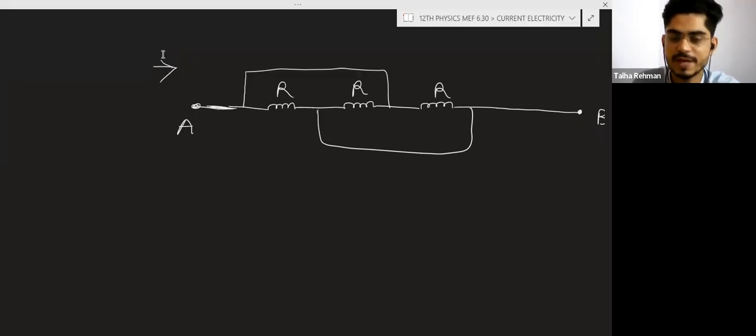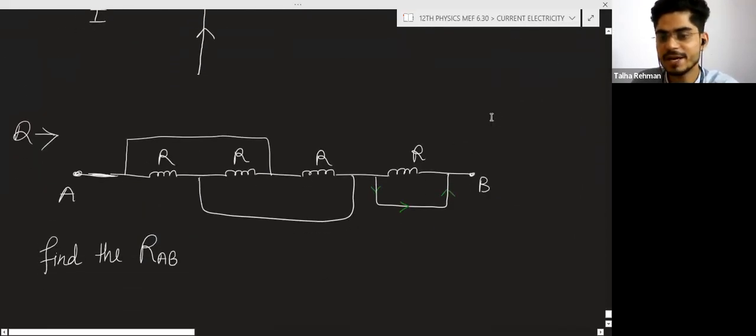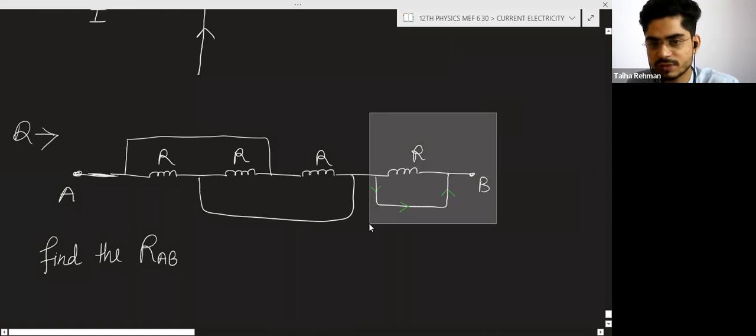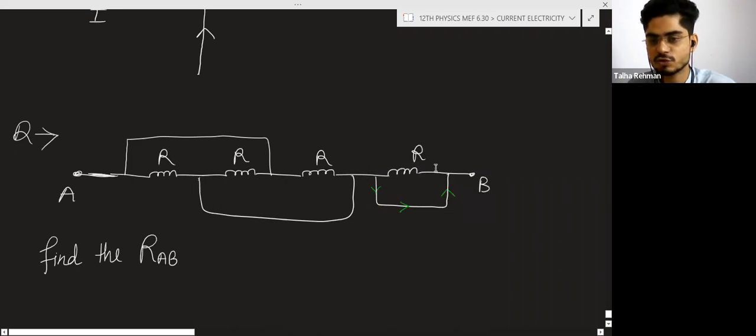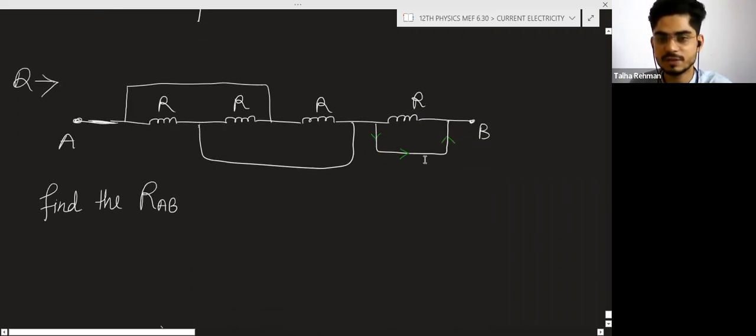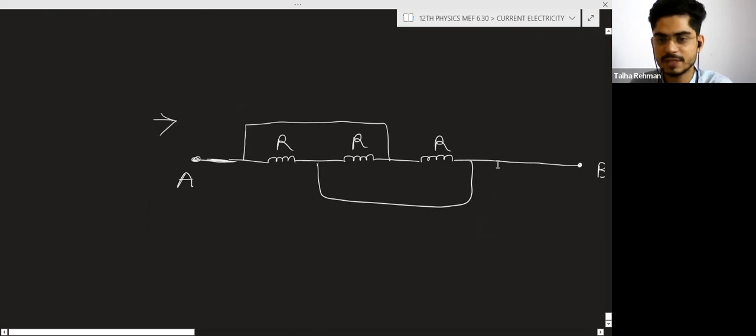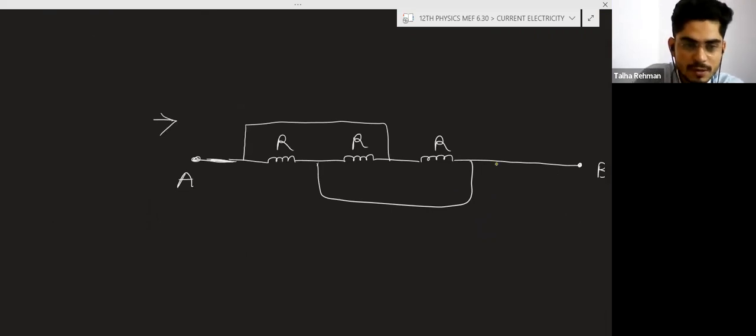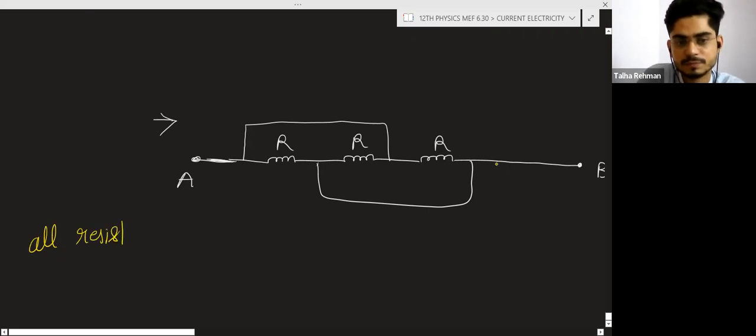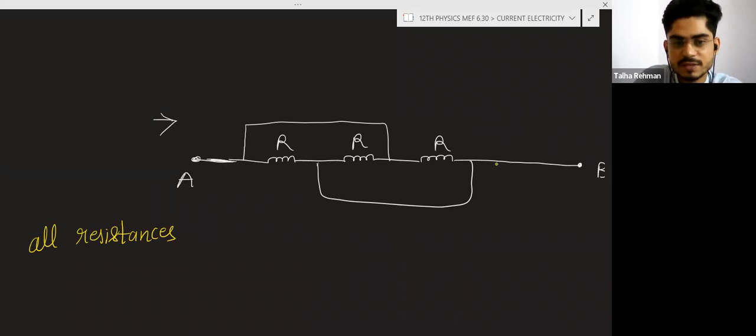Remove first this resistance. Why have I removed this? Because this is not a resistance, it is just looking like a resistance in the circuit. Because this resistance is short circuited. I have just represented this with a single wire. So all three resistances are connected in parallel combination.